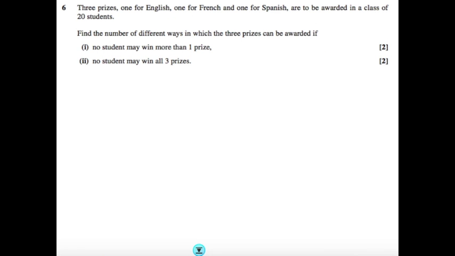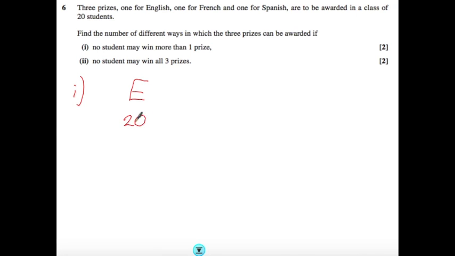Right, good. Question 6. So 3 prizes, 1 for English, 1 for French and 1 for Spanish are to be awarded to a class of 20 students. Find the number of different ways the prize can be awarded if no student may win more than 1 prize. So we've got to think of all the possible number of ways we can get this without any student getting more than 1 prize. So if we think, let's say we're awarding the English prize to start, think about the number of options we've got.